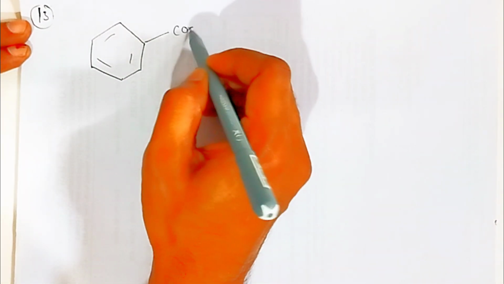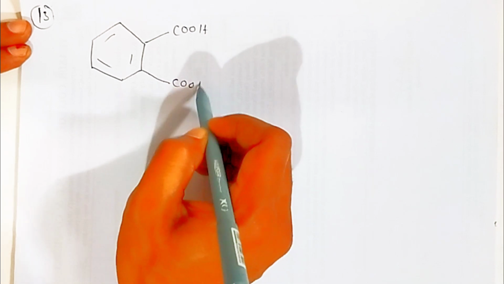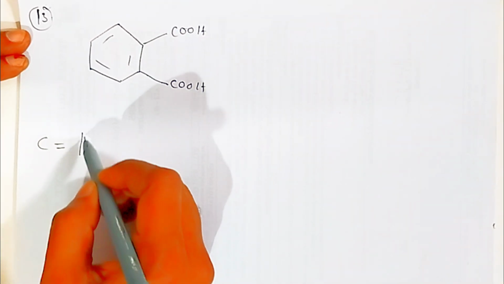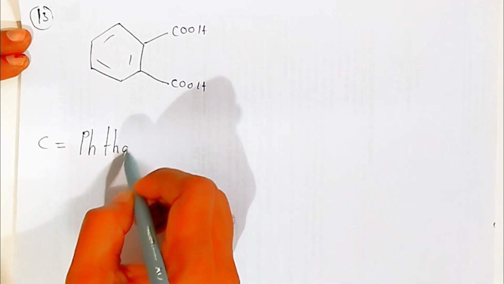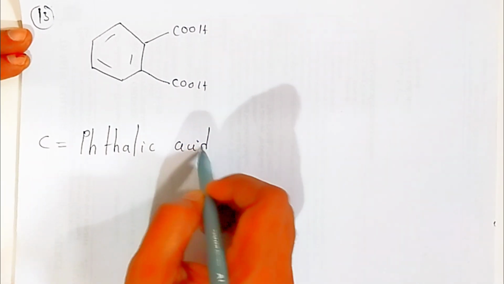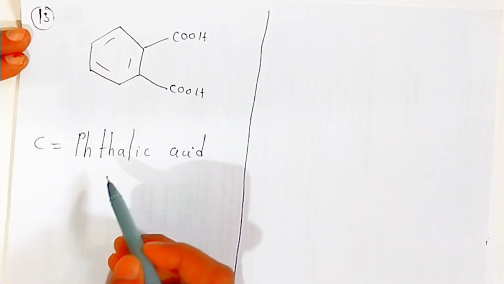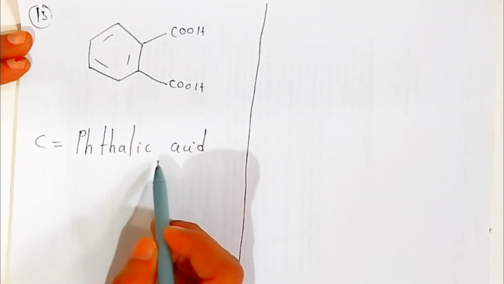If benzene is having two carboxylic groups side by side, students, what will be the common name? The common name we call phthalic acid. Here the ph will be silent, we will read it as phthalic acid. This is a very important molecule, students, phthalic acid. So here two acidic groups are attached to the aromatic ring, so we call it phthalic acid.